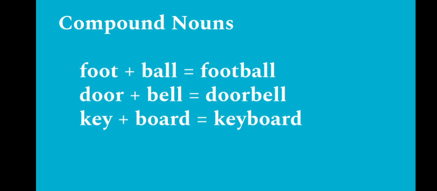Foot is a noun, ball is a noun, and these two nouns we have added together, we have made a compound noun, that is football. The same goes with the next two examples also. So what we have done is we have added two nouns and made one noun, and that is a compound noun. If we talk about nouns, what is a noun? A noun is the name of a person, a place, an animal, or a thing. So here we have added two nouns and made them into a compound noun.